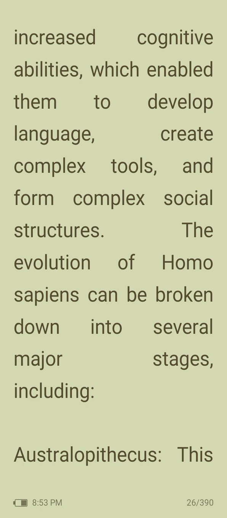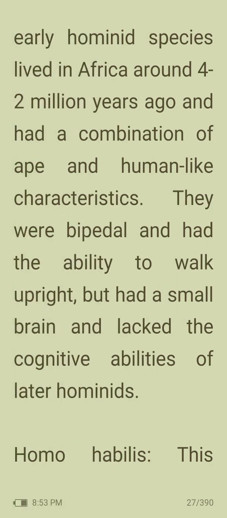The evolution of Homo sapiens can be broken down into several major stages, including Australopithecus. This early hominid species lived in Africa around 4 to 2 million years ago and had a combination of ape and human-like characteristics. They were bipedal and had the ability to walk upright but had a small brain and lacked the cognitive abilities of later hominids.